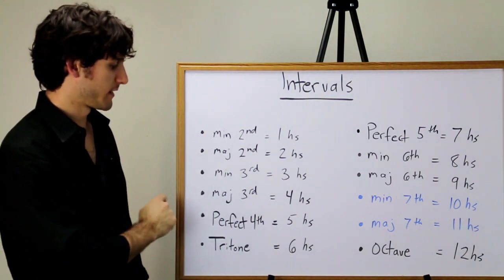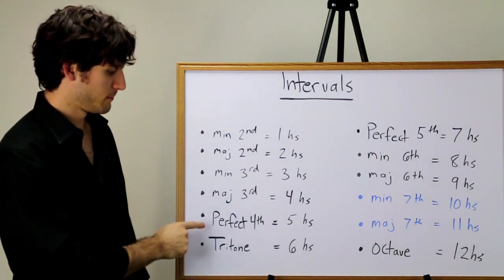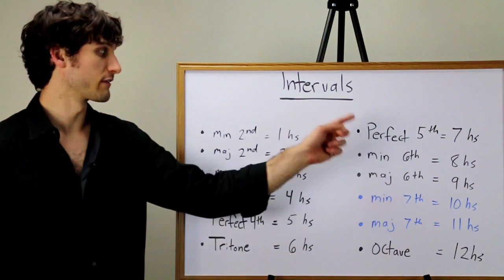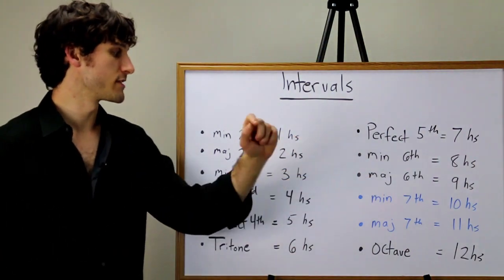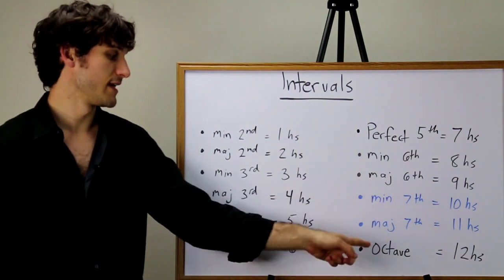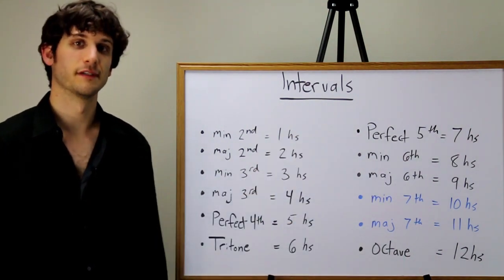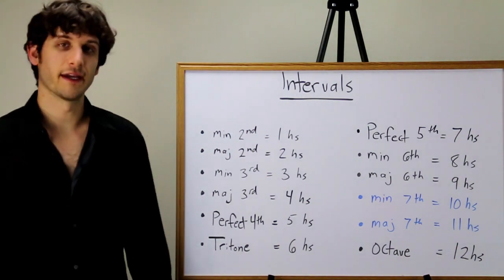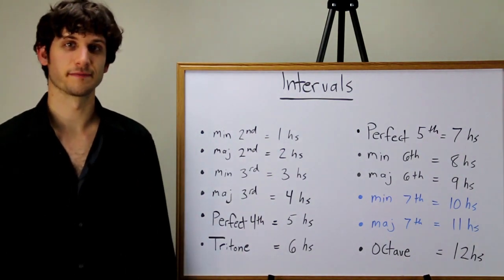Minor seconds, minor thirds, major thirds, perfect fourths, tritones, perfect fifths, minor sixth, major sixth, new ones, minor sevenths and major sevenths, and the octave. All right, let's get a closer look at minor sevenths and major sevenths.